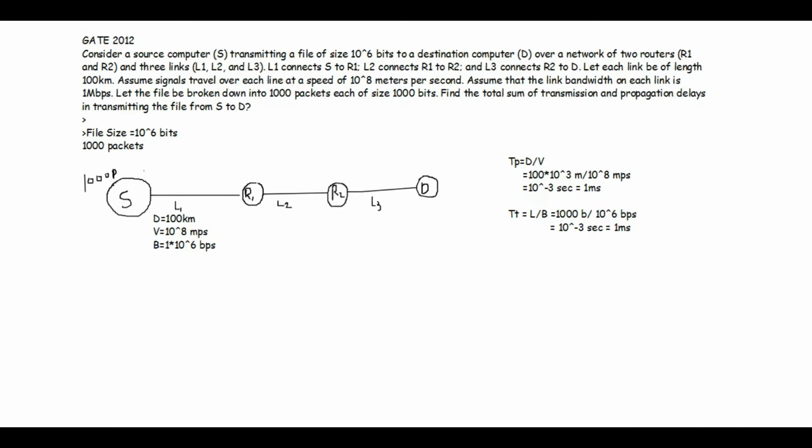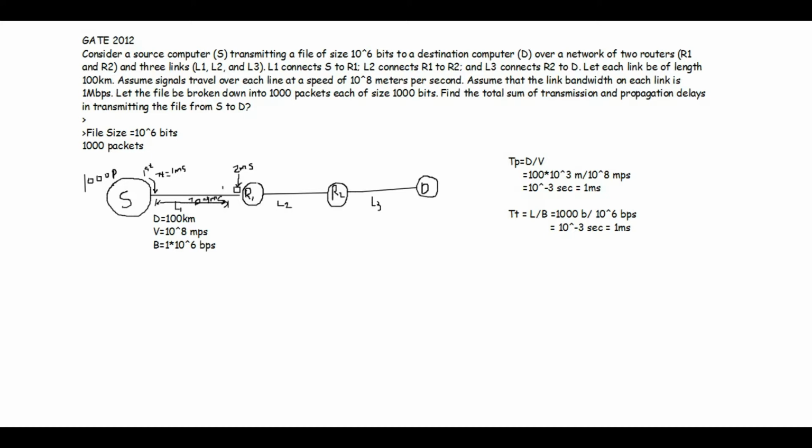So suppose we are transmitting the first packet onto an outgoing link. For transmitting the first packet, it will take 1 millisecond, as the transmission time is 1 millisecond. And then for the packet to reach from sender to router 1, it will take 1 millisecond again, because the propagation delay is 1 millisecond. So in total, the first packet will take 2 milliseconds to reach router 1, because 1 millisecond is for transmission and 1 millisecond for propagation.